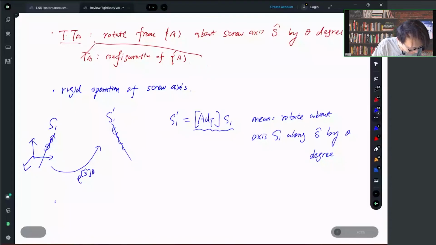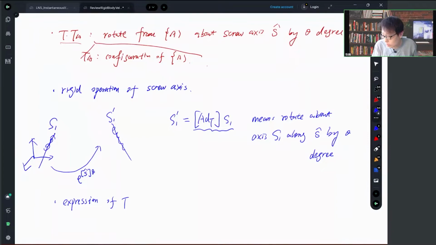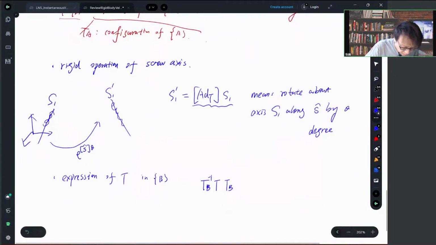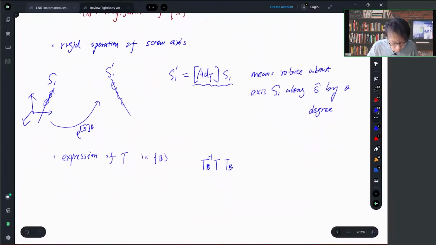Then, of course, before I said everything was expressed in frame O. The expression of T in B will be what? TB inverse times T times TB, where TB is the orientation, the configuration of B in frame O. That's a quick overview or review of key results.